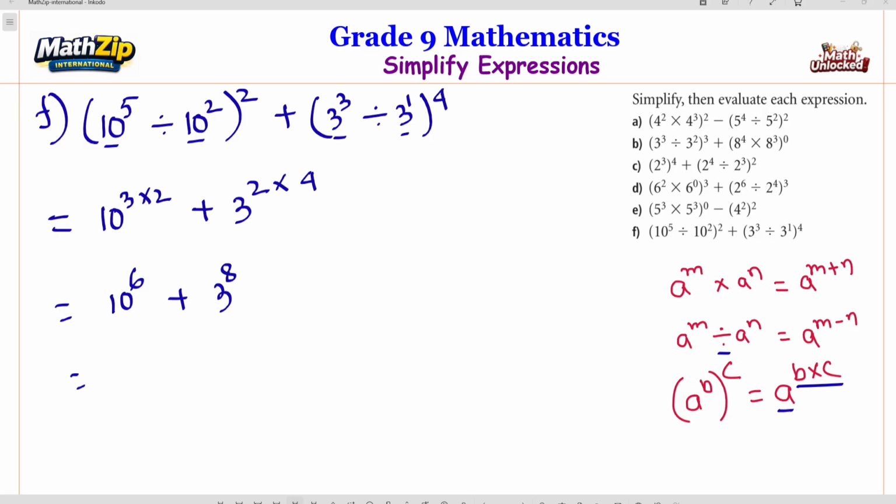So what will be the result of 10 to the power 6? 10 to the power 6, it's a big number, it means 1 followed by 6 zeros, plus 3 to the power 8, which will be 6561.